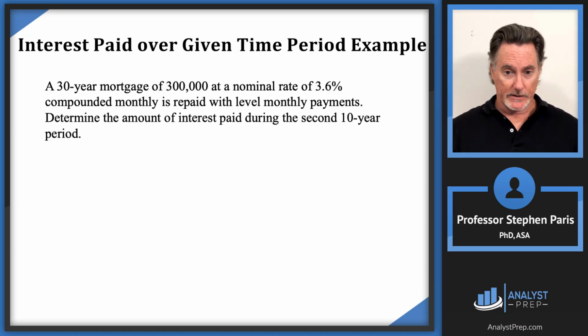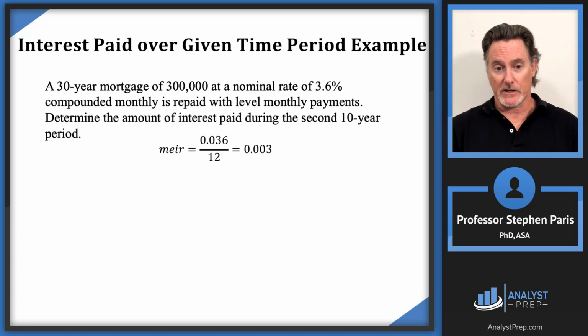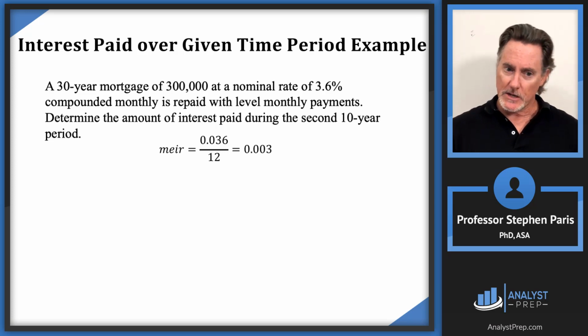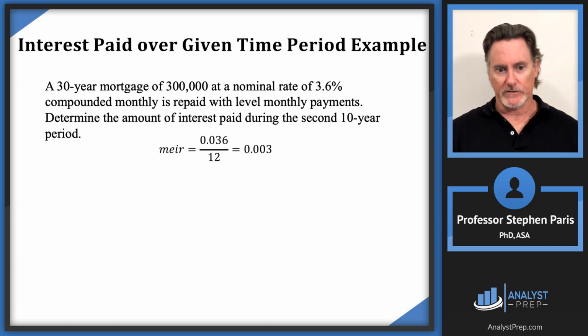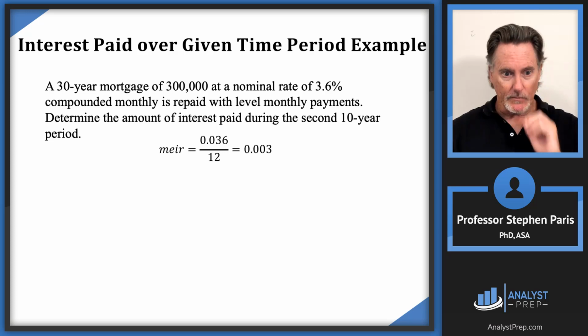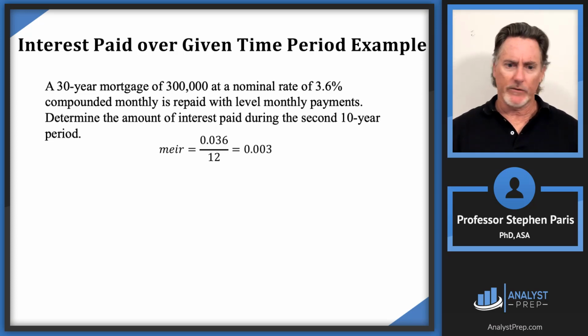Okay, so we've got a monthly effective interest rate in this case. They gave me a nominal interest rate of 3.6% compounded monthly, so that's equivalent to a monthly effective interest rate of 0.003. So let's start with that. And now we've got all the information here.